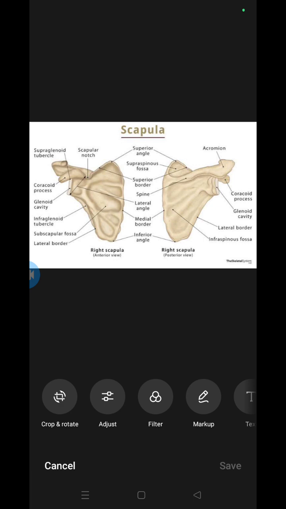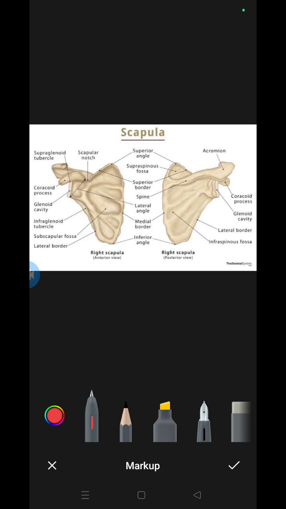We move on to the processes. The spine or spinous process is a triangular plate of bone with three borders and two surfaces. It divides the dorsal surface of the scapula into supraspinous and infraspinous fossa. Its posterior border is called the crest of the spine.